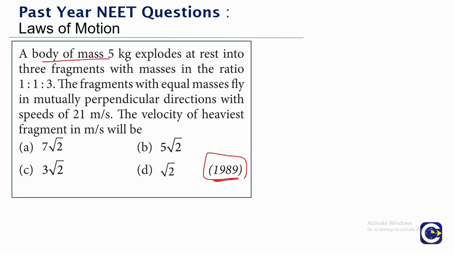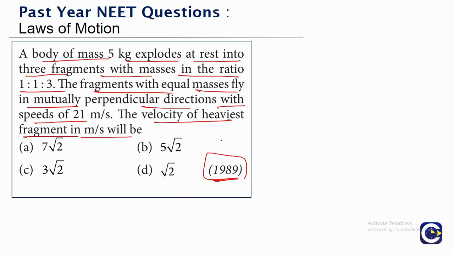A body of mass 5 kg explodes at rest into 3 fragments with masses in the ratio 1:1:3. So the 5 kg mass is exploding into 3 fragments. The fragments with equal masses fly in mutually perpendicular directions with speeds 21 meters per second. The velocity of the heaviest fragment is how much? So look at it, we have a 5 kg body, initially at rest.